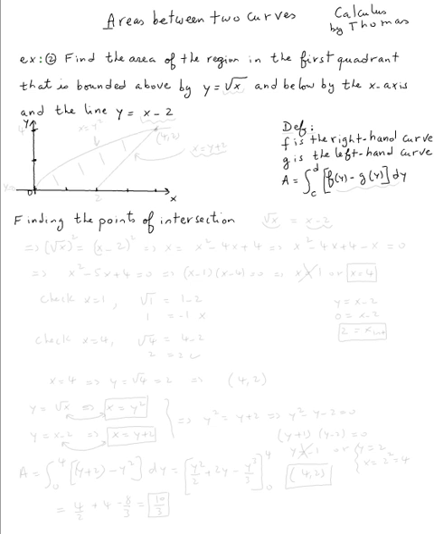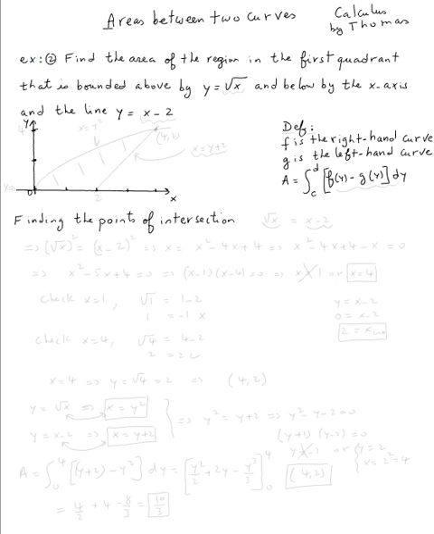The topic is areas between two curves. So let's do this example. Find the area of the region in the first quadrant that is bounded above by y equals square root of x and below by the x-axis and the line y equals x minus 2. So first thing we need to do is find the point of intersection so we can graph both functions.